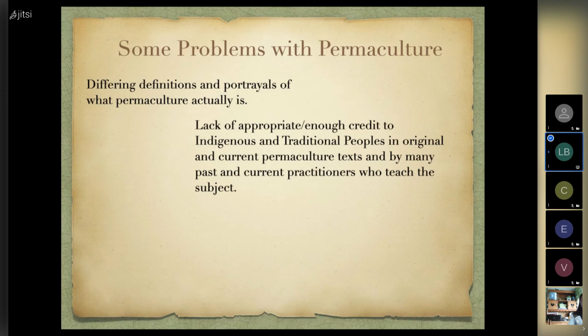This one's really serious, and it's something that I've struggled with a lot, which is the lack of appropriate or enough credit given to Indigenous and traditional peoples in some of the original and current permaculture texts, and by many past and current practitioners who teach the subject. I know, because I've done so many permaculture workshops and courses, there's definitely not enough credit given, especially coming back to that idea of techniques, when you're implementing certain techniques, like even food forestry, for example.